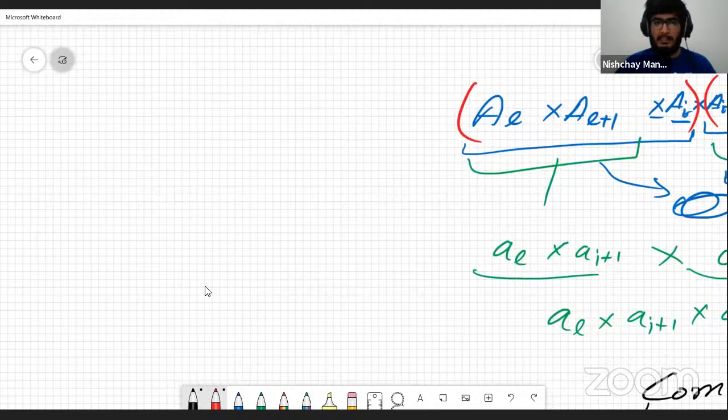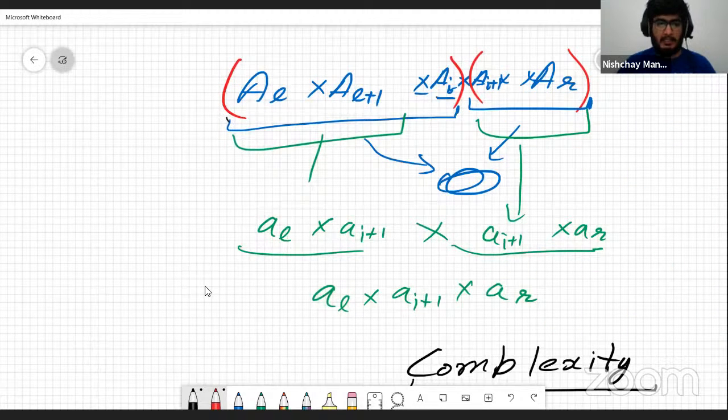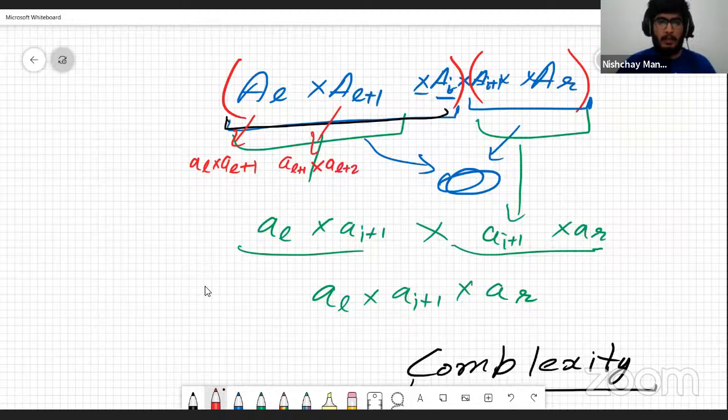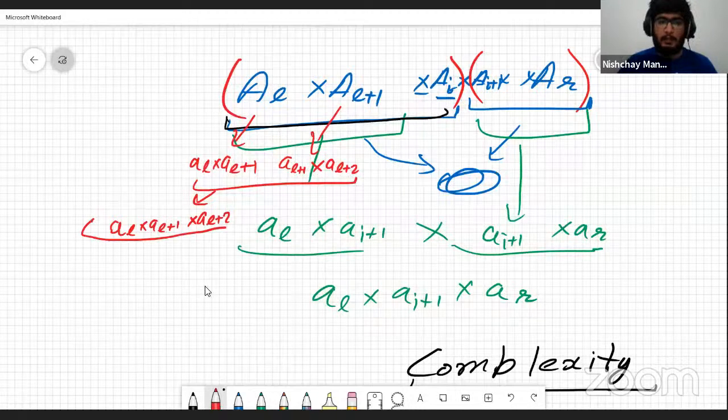Basically, this matrix where AL is of some size, let's say AL into AL plus 1, and AL plus 1 is of some size AL plus 1 into AL plus 2, right? If we multiply these two matrices, the number of steps required is AL into AL plus 1 into AL plus 2. These are the number of steps required to multiply these two matrices, right? I have talked about this in the beginning of the class, but basically, if you know about matrix multiplication, you can understand why these many steps are required, right?